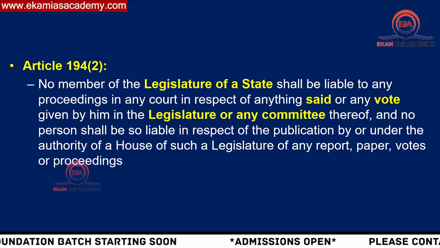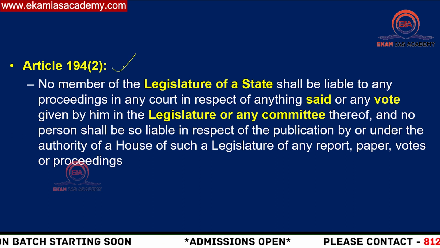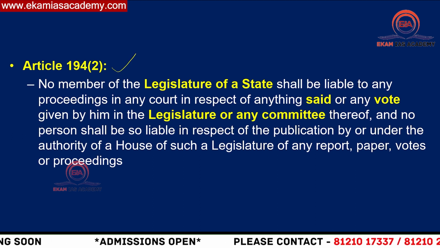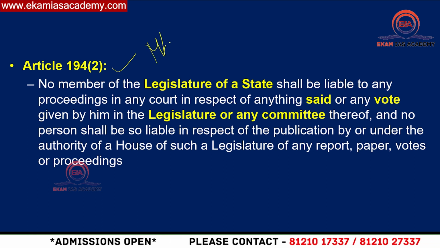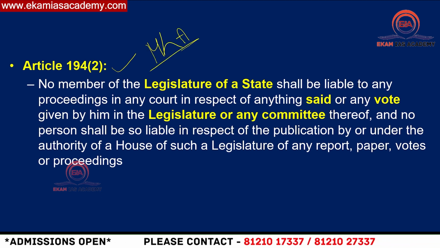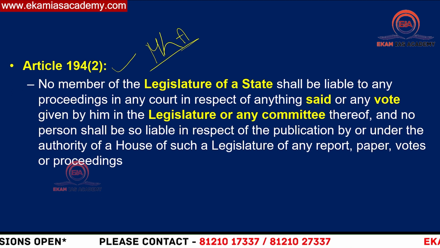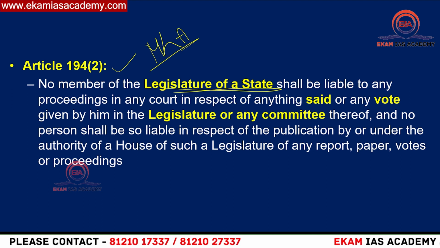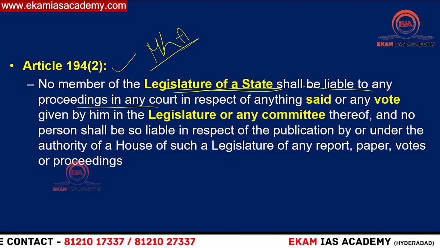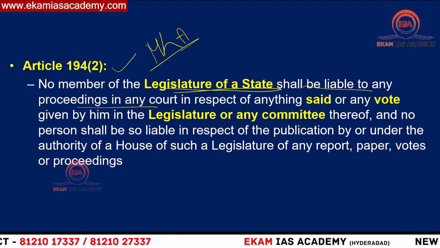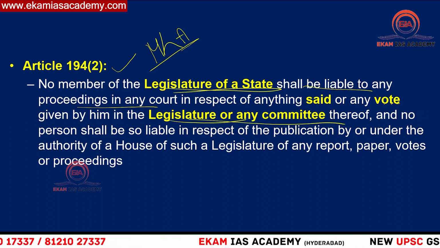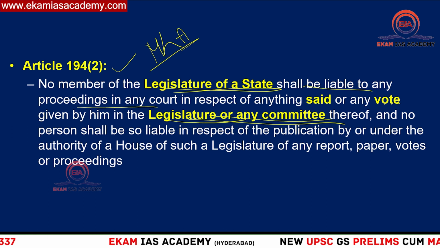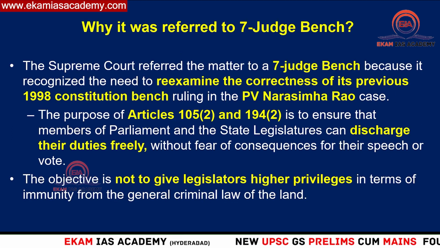Then what is this Article 194 Clause 2? The same thing as 105 Clause 2, which is applicable for the members of parliament. This 194 is applicable to MLAs of the state legislature. Same provisions, right? Okay, so the only difference is MPs 105 and MLAs 194. So the members of the state legislature shall not be liable to proceedings in case of anything said or written in the legislature or any committee. So to function without fear and favor, they require this immunity.